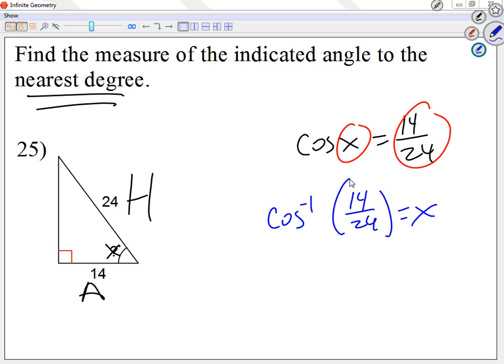In my case, I had to get the decimal first, and then use cosine inverse. So it says 54.3, but since we're going to the nearest whole number, we're going to round this to 54 degrees. For your calculator, make sure you guys are on degrees.